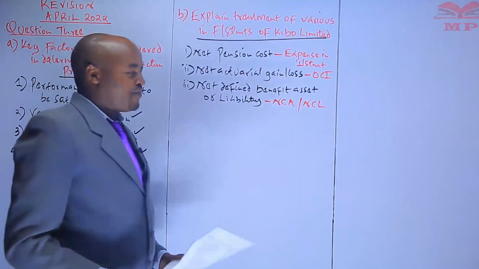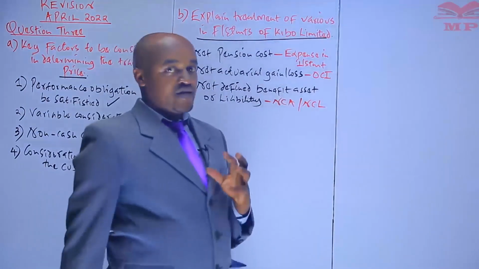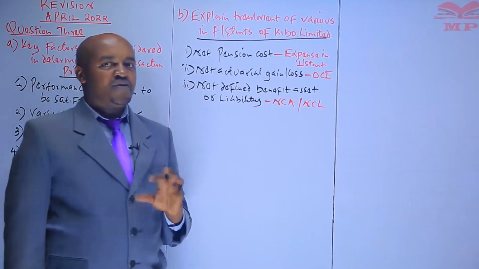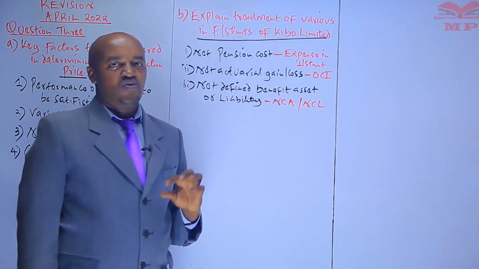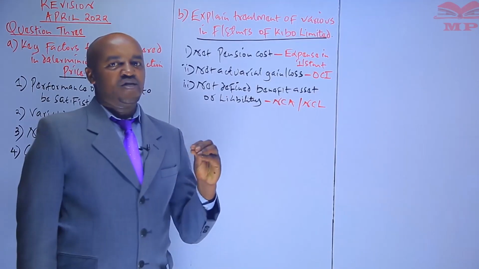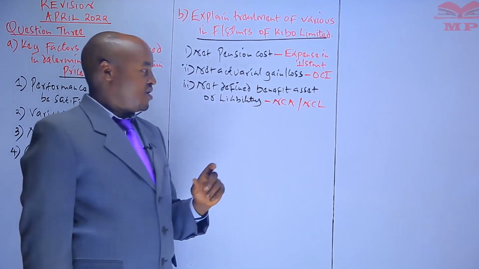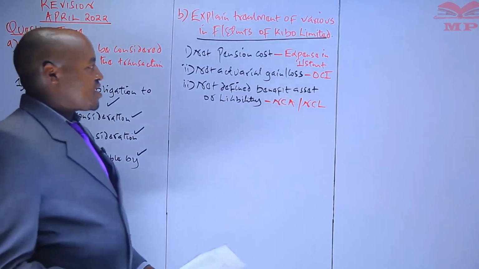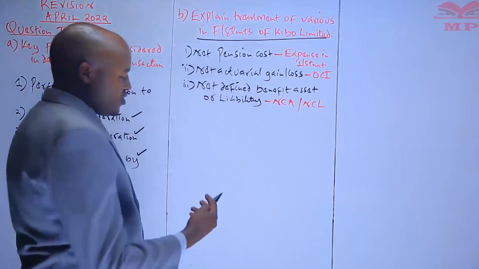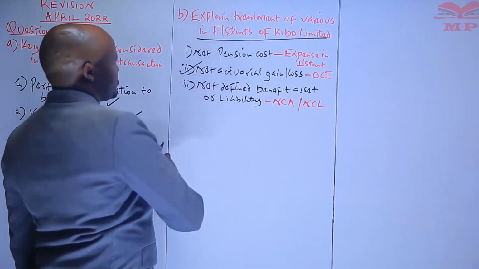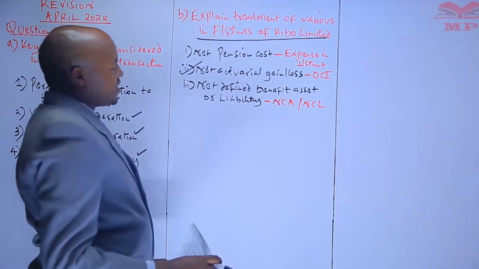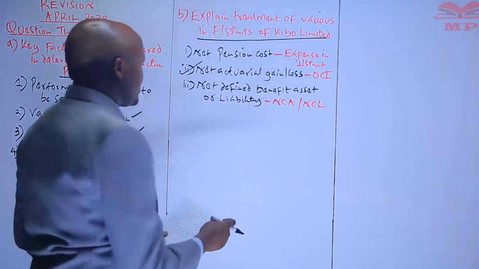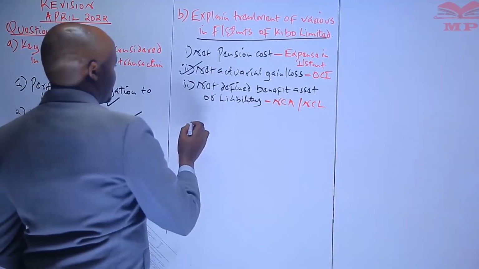So what the examiner was requiring is that you compute these three items and also explain how they were supposed to be accounted for in the financial statements of Kibo Limited. So let's compute these three items, and I think we can start with the net actuarial gain. After computing that, we proceed to compute the net pension cost and then the net defined benefit asset or liability. So let's start by determining this.